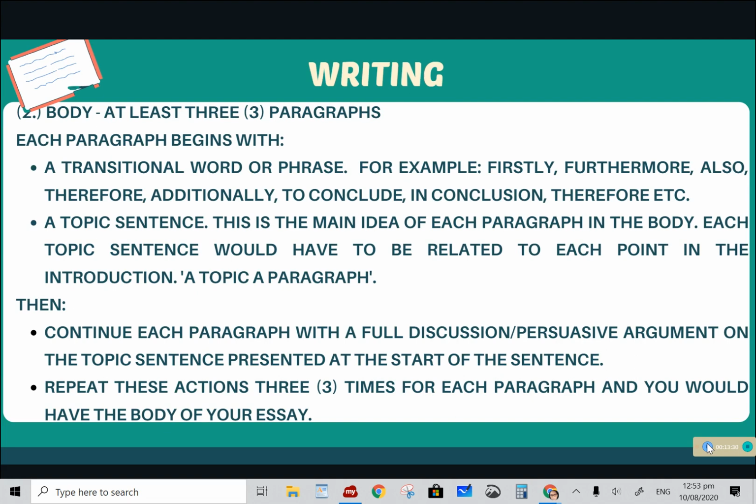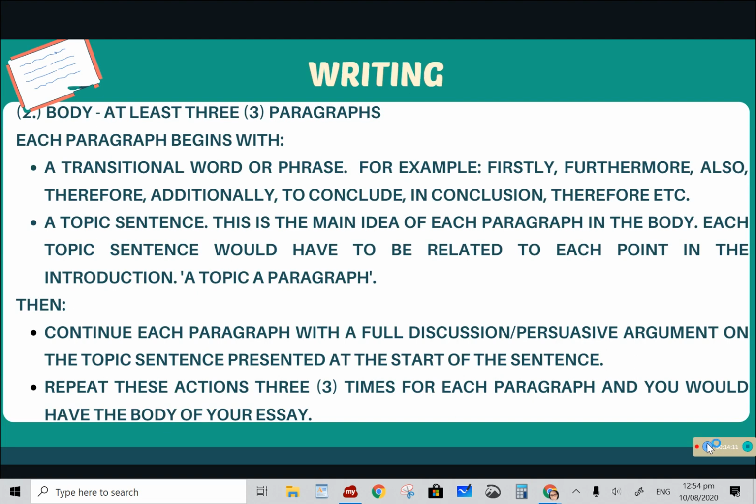So each paragraph begins with, first thing, a transitional word or phrase. For example, firstly, furthermore, also, therefore, additionally, to conclude, in conclusion, therefore, etc. Now we would choose transitional words depending on our paragraph. Okay, so we must choose suitable transitional words for each paragraph. So again, I'm reiterating that each paragraph would begin with a transitional word.